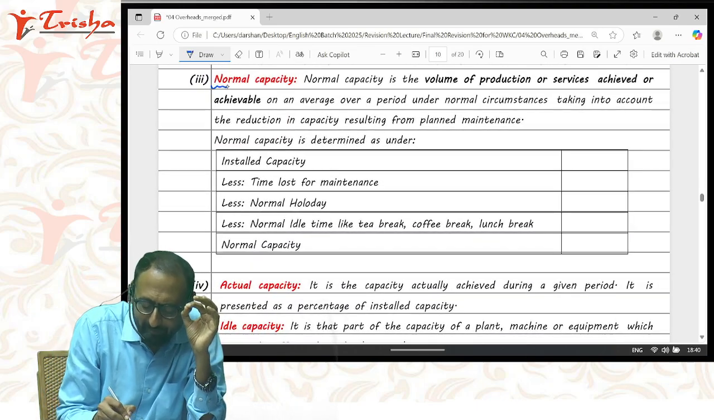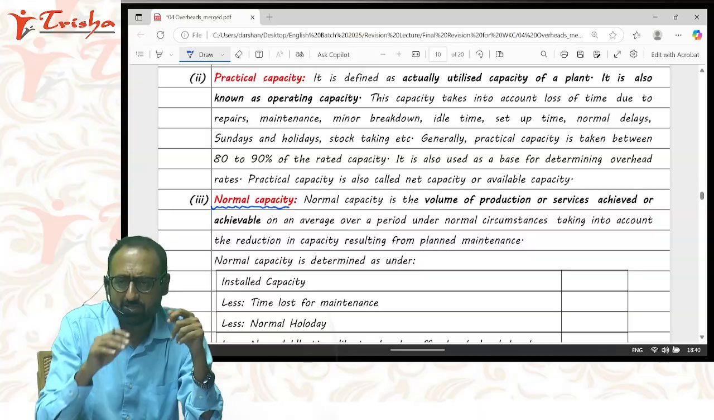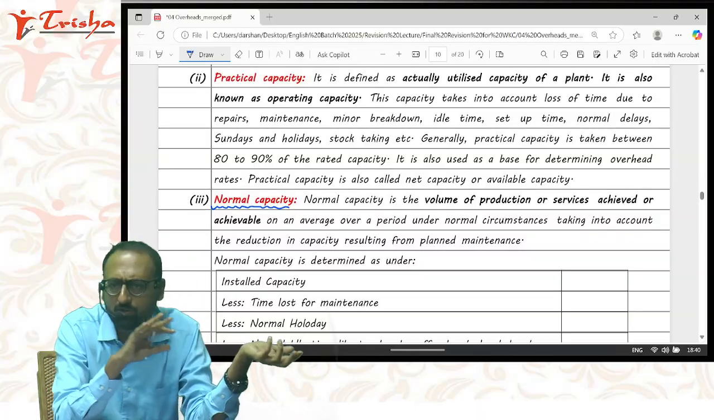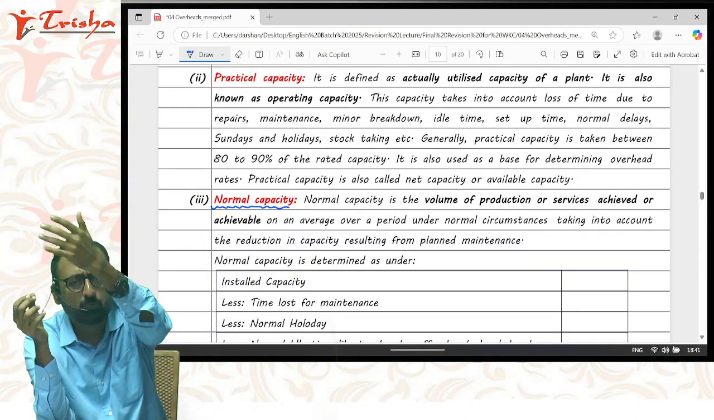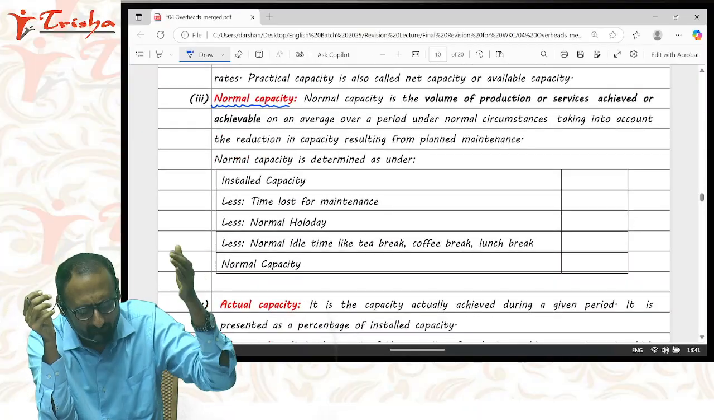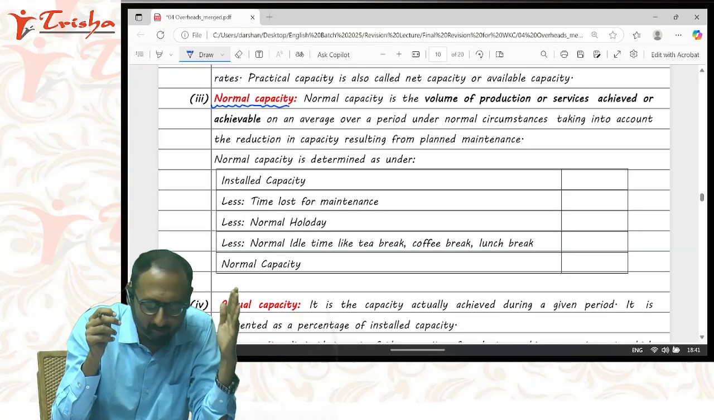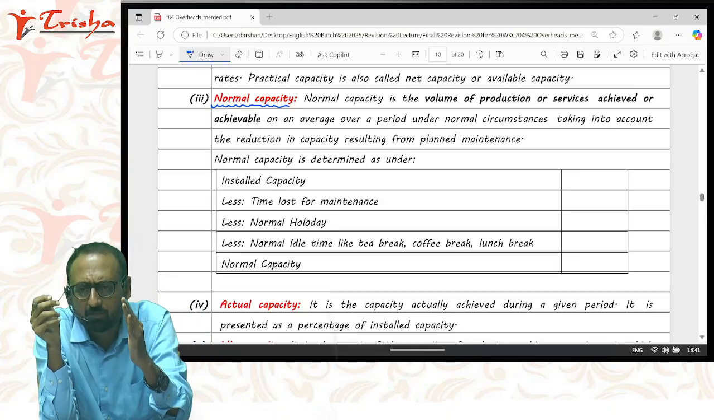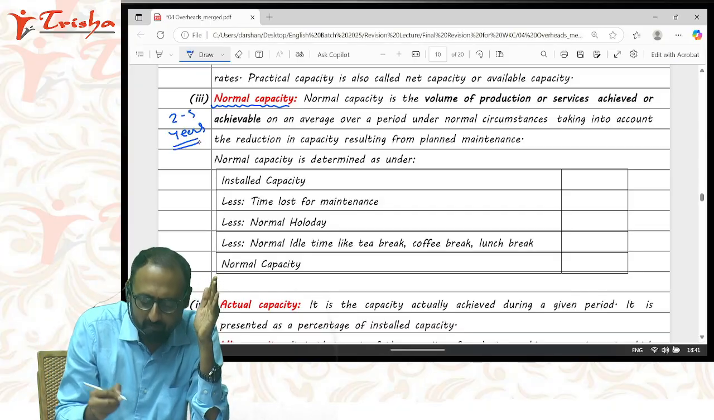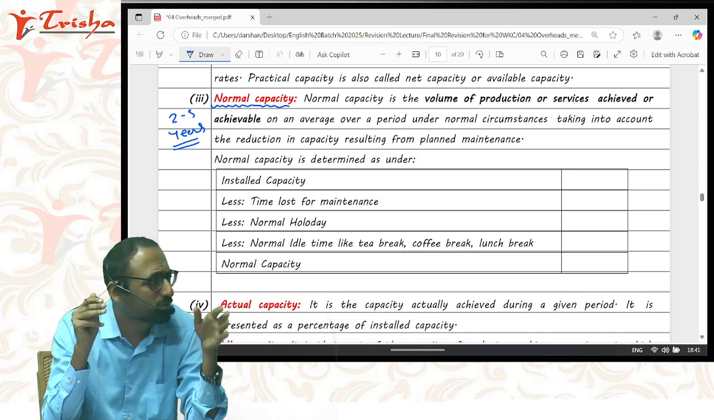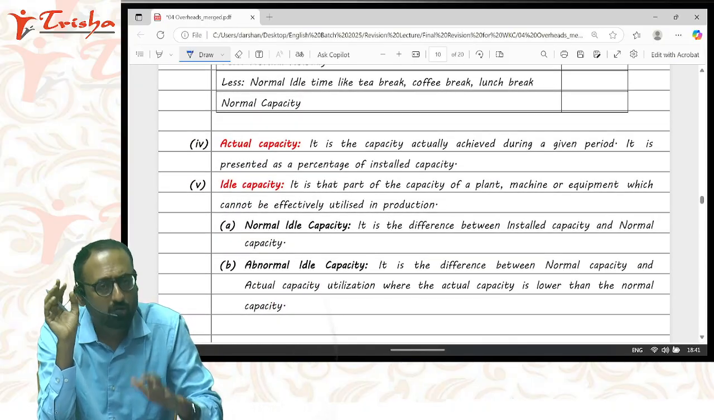Now the next one is normal capacity. In our institute module, the same formula is given, so concentrate. The same formula is given for practical capacity and for normal capacity. In both, all normal idle time is to be deducted. But you'll have to remember, boys and girls, normal capacity is nothing but the average of the last 2 to 5 years. One more additional point to remember: normal capacity is the average of the last 2 to 5 years.